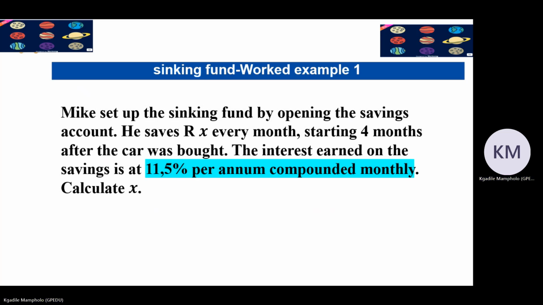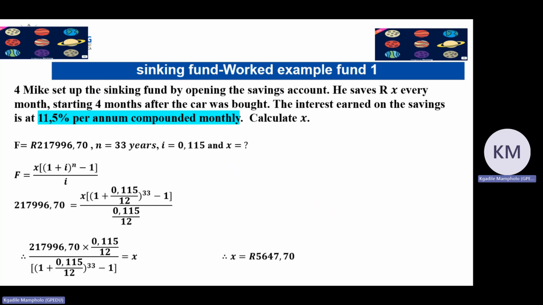Calculate X. So F is the sinking fund that Mike is targeting, which is 217,996.70. Then N will be 33. Why is it 33? It is because Mike will sell the car after 3 years, and this is compounded monthly, so it will be 12 times 3, which is 36. But since Mike will start in 4 months' time, he missed the first 3 months, so this money will be accumulated in 33 payments, not necessarily years.